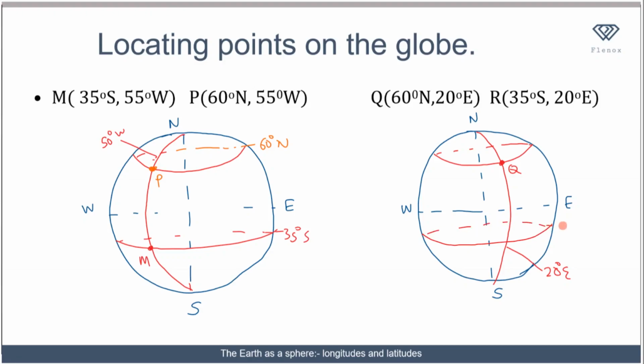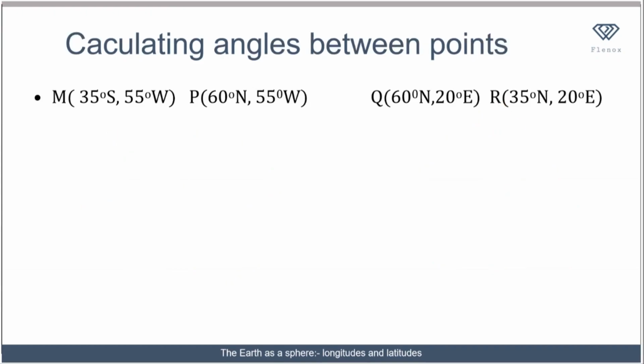This point over here is what? 35 degrees south and 20 degrees east, which is this line already. So the point of intersection of those 2 points is what? It is my point R, or my location R. So now let's look at calculating angles between 2 points.